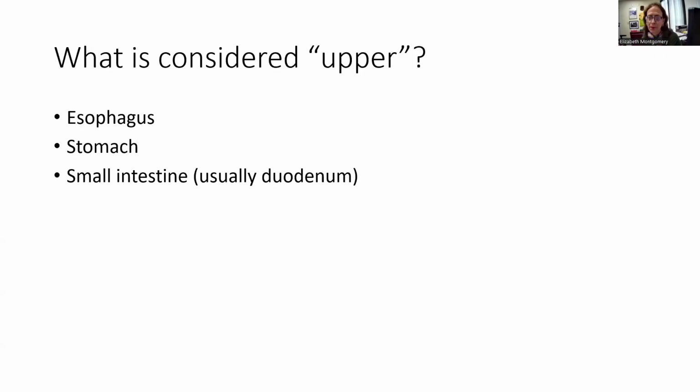So what's considered upper? The esophagus, the stomach, and the small bowel. Generally, what we see in biopsies is the duodenum because that's accessible. When the colleagues really push themselves, they can reach the jejunum, but it's a bit of a project for them.